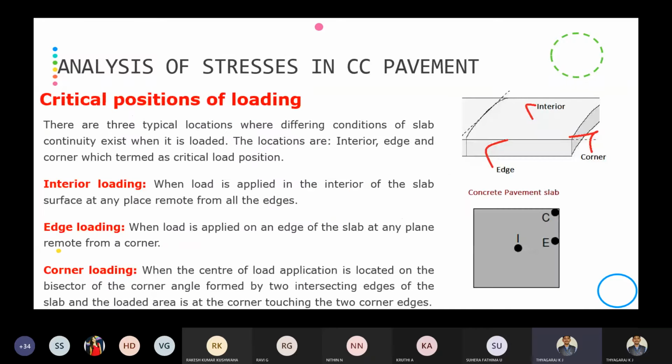Then comes the critical position of the load. This is very important. There are three loading points where the stresses are maximum, or we can call it critical. One is the edge portion, that is the edge of the CC slab or cement concrete pavement. Another one is the corner portion, where the stresses are going to develop maximum. Then comes the interior portion. So these are the three locations where we can expect the loading to be critical. That is edge, interior, and corner loading.